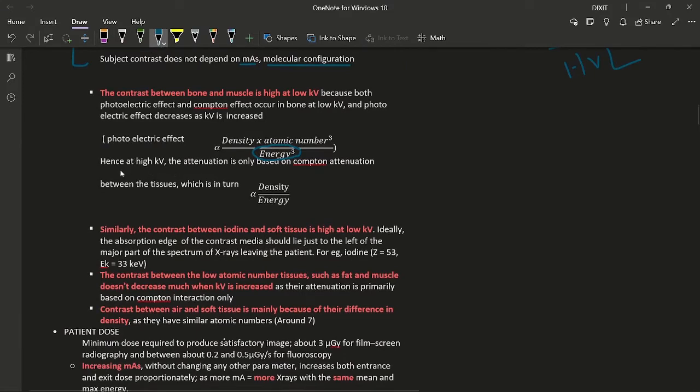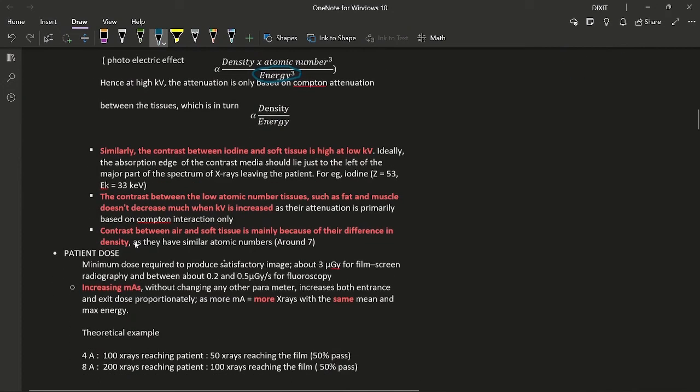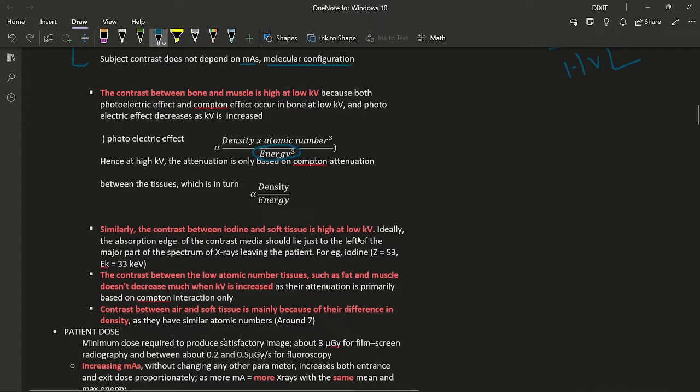And also one thing about Compton effect is that it is also inversely proportional to energy, but compared to the photoelectric effect, which is inversely proportional to the cube of the energy. So for iodine and soft tissue, the situation is the same, and you will get more contrast between iodine and soft tissue at a lower kilovoltage.